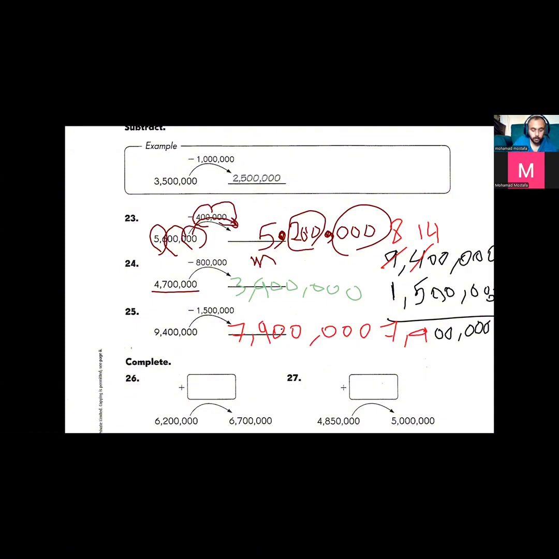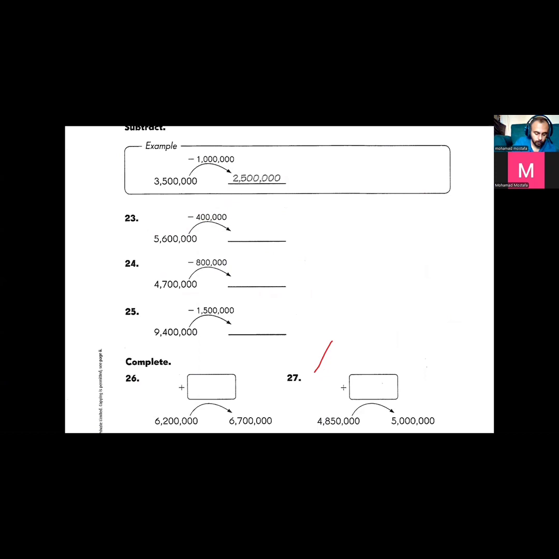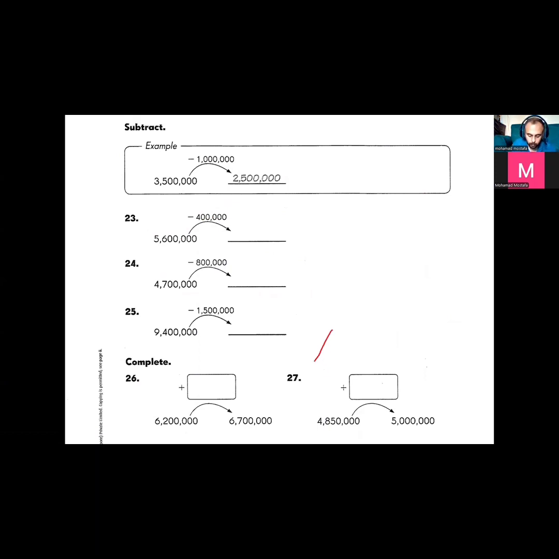I hope you understand this part. Let's move to the next question.